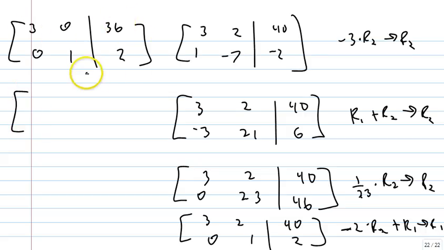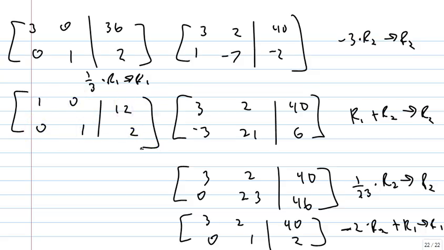So then the operation would be 1/3 times row 1 and replace row 1. So it's going to be 1, 0, and 12, and 0, 1, and 2. We're done. Because now we know 1x plus 0y equals 12. In other words, x equals 12. And 0x plus 1y equals 2. In other words, y equals 2.